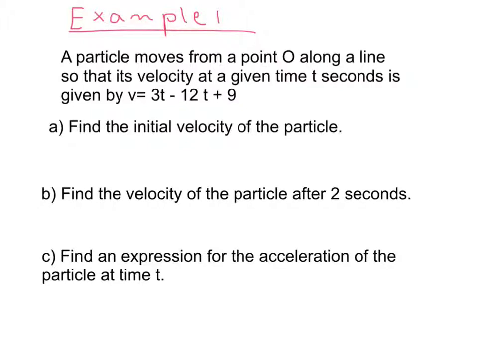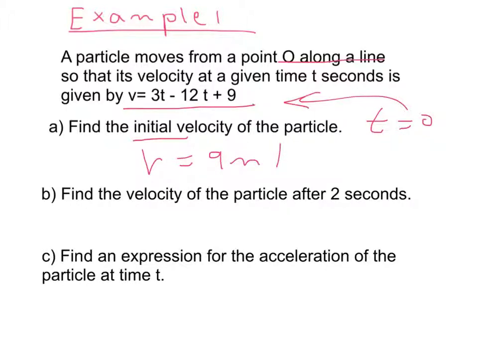As an application to velocity, displacement and acceleration, we'll look at this example. A particle moves from a point O along the line so that its velocity is given to us by this expression. Find the initial velocity of the particle. Whenever you see the word initial, that means at t equals 0. Substituting t equals 0 in this expression, you end up with v equal to 9, and the units are meters per second. So we have the initial velocity.